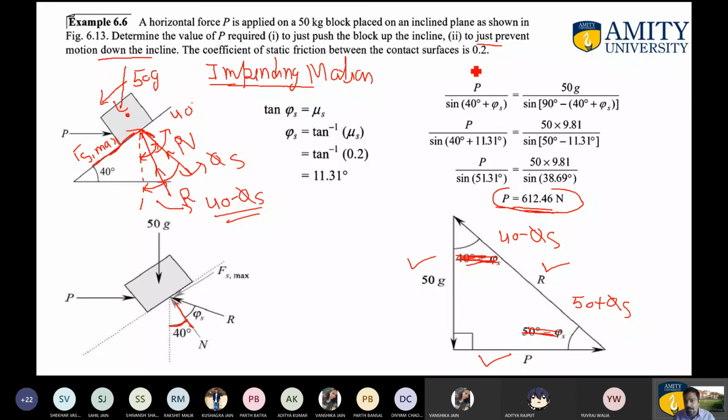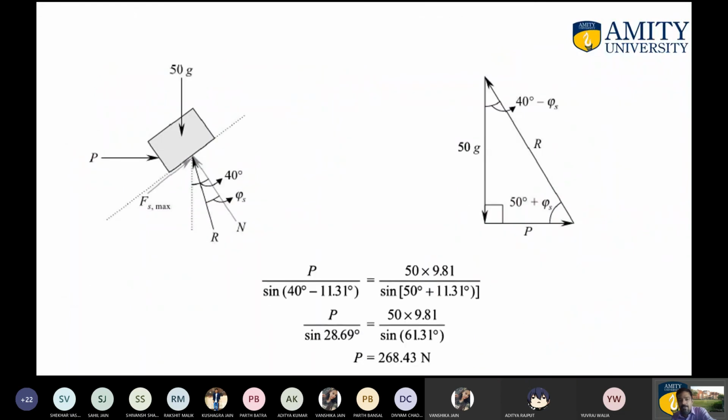If you again apply the sine rule, you will get the answer for P. Obviously it will come out less than the previous value, which is 612. So you are required to solve it very quickly. Just I'm moving to another slide which shows the solution of this particular problem. This is the way. So this is the solution. Now very quickly, you are required to ask if you are facing any doubt. So the answer is coming out to be 268.43. I think if you are practicing, it will hardly take 2 to 3 minutes to solve.